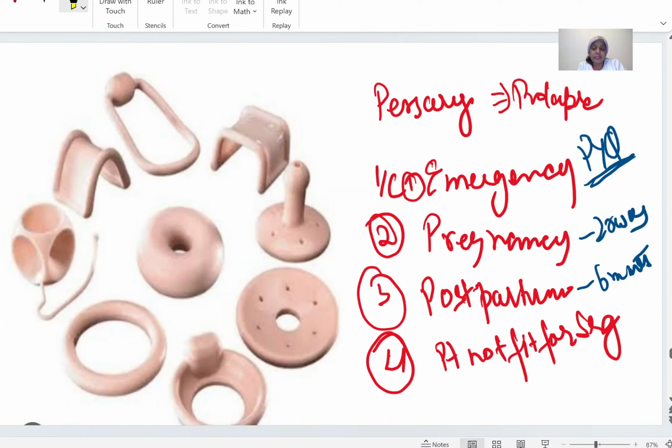This is the pessary. This is used in a prolapse patient when there is any emergency. Okay, and in the emergency we cannot do the surgery. The second use is in pregnancy. The third use is in the postpartum patient, and the fourth use is when the patient is not fit for surgery.